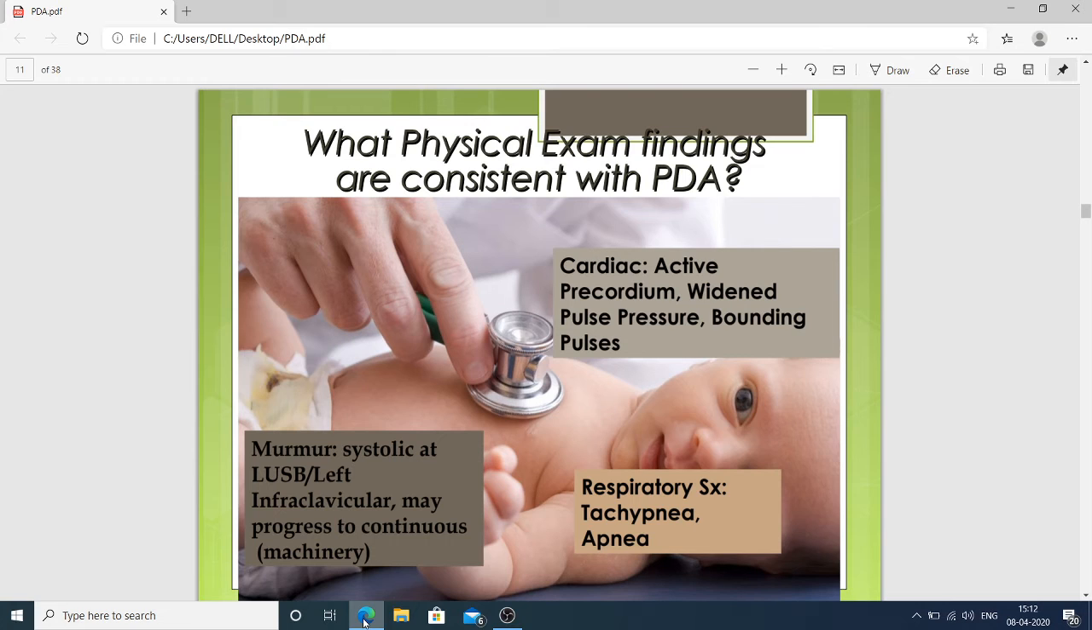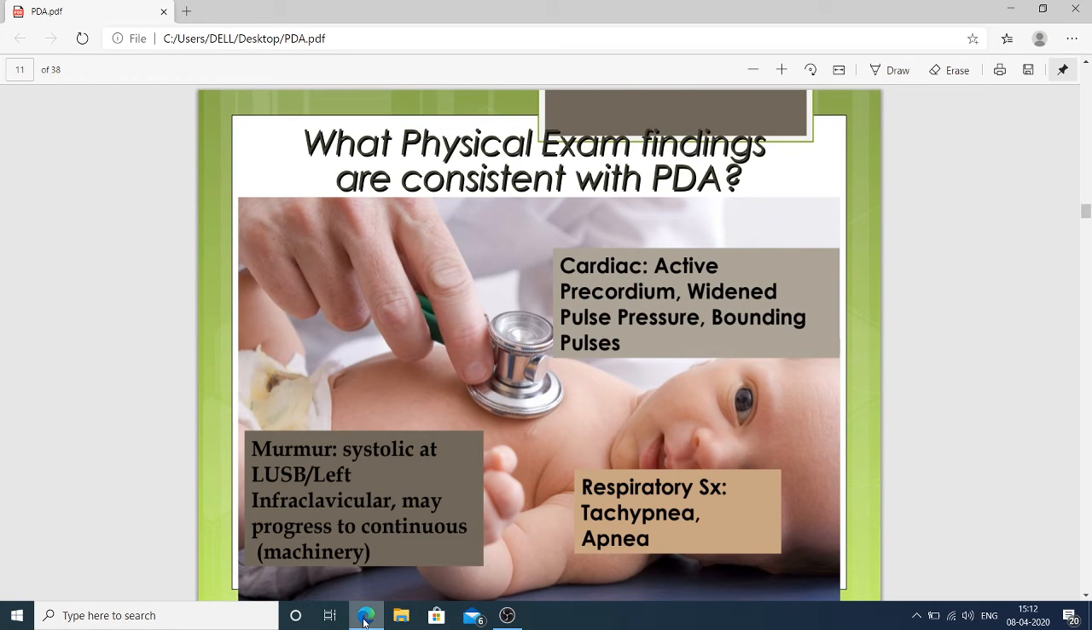In case of respiratory symptoms, tachypnea and apnea. Tachypnea is the condition in which rapid breathing occurs, and apnea is the condition in which there is temporary stoppage of breathing during sleep. Then murmur, systolic at LUSB, left infraclavicular. Actually left infraclavicular and LUSB are regions of the chest.